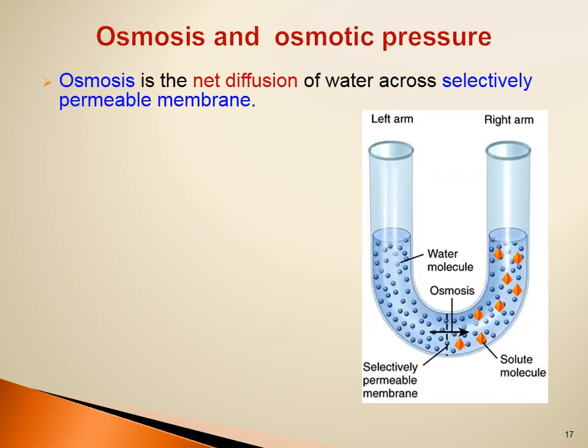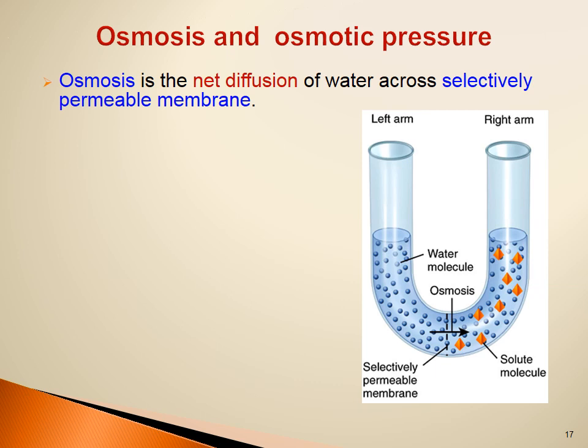What is osmosis and what is osmotic pressure? Osmosis is the net diffusion of water across a selectively permeable membrane. All body cells are surrounded by a phospholipid bilayer, or the plasma membrane or cell membrane, which is permeable to lipids or lipid-soluble molecules and impermeable to water-soluble molecules. So the cell membrane is a selectively permeable membrane.